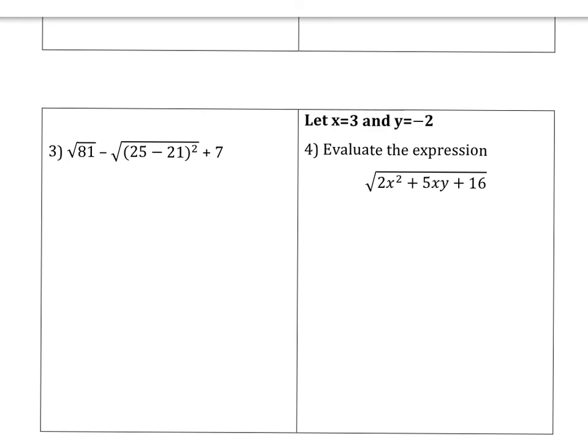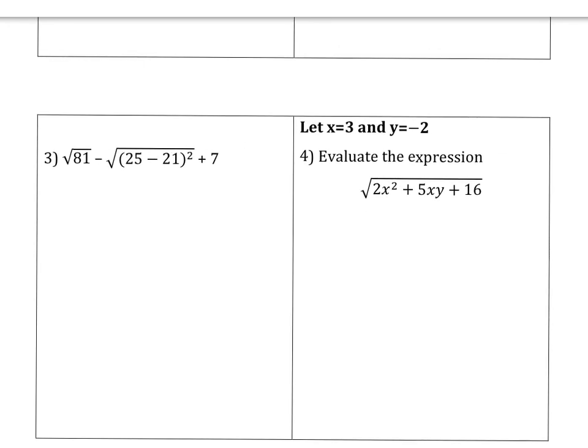Number 3, square root of 81 is 9. Minus, now let's take a look at what's going on inside the parentheses. 25 minus 21 is 4, so we have minus square root of 4 squared, and then all of that is plus 7, and that's outside of the radical, so we don't have to do anything with that yet. So we have 9 minus 4 squared, the square root of 4 squared, square and a square root cancel out, so that's going to be 4. And then we're going to put on our plus 7. We're going to do the math on that, and our answer is 12.